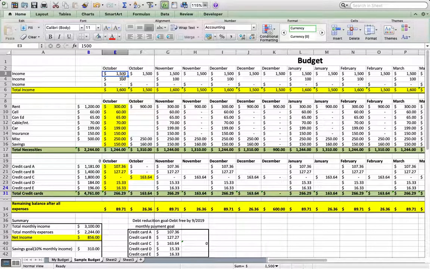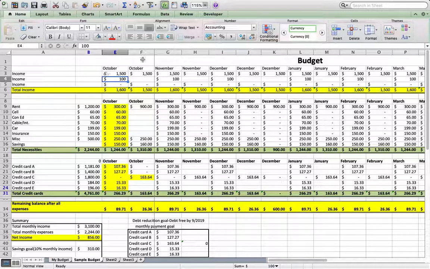Now, this is their net pay, because it's very important to use your net pay rather than your gross. Your net pay is what is actually deposited into your account. This person also has an additional income. Perhaps they have a side job, a side gig, or somebody gives them money every month. Whatever. It's best to list all your income so you know exactly what you're working with for that month.